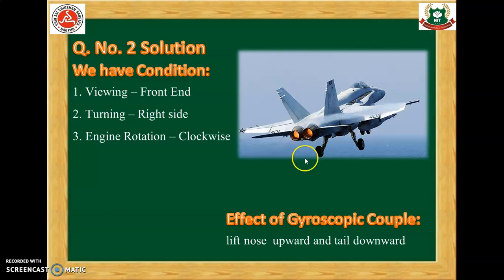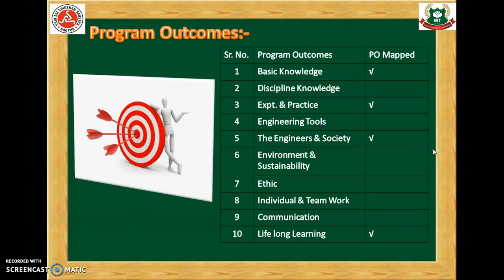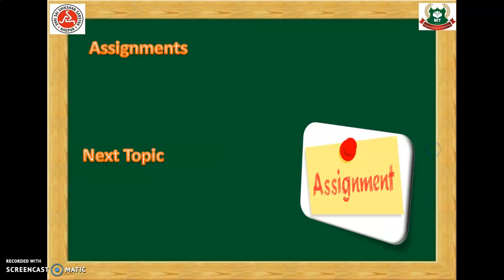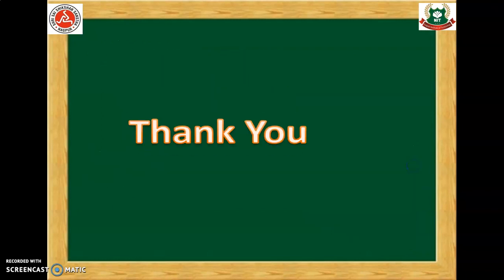We have covered the following program outcomes, that is, basic knowledge, experimentation and practices, the engineers and the society, and lifelong learning. Following are the assignments which we have to solve. You have to answer the questions which are available on the below link, and in our next topic we will learn the gyroscopic couple on four-wheel drive. Thank you.